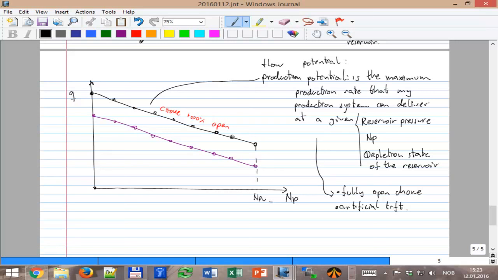Okay? Then I introduce this concept of production potential. Production potential is the maximum production rate that my production system has, and here you can understand the production system, in our case a single well, as well plus pipeline plus separator, or it can be a network, a group of wells. It is the maximum that my production system can deliver at the given reservoir pressure, and we say that all of these are equivalent: cumulative production or depletion state of the reservoir.